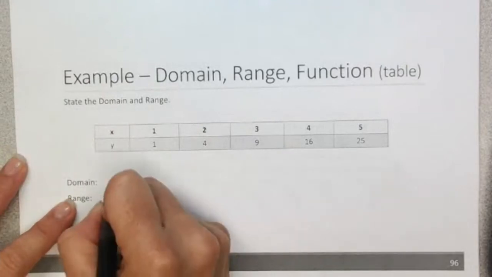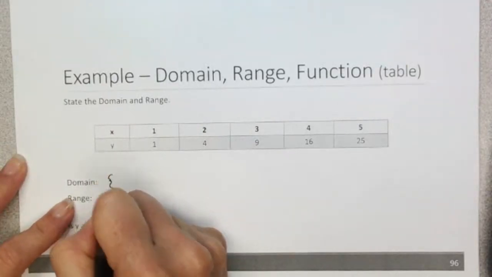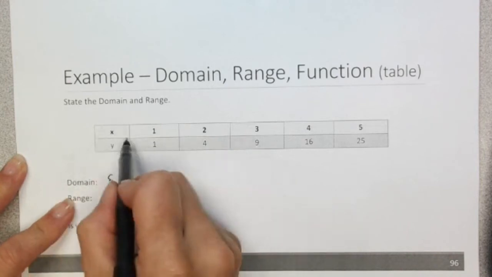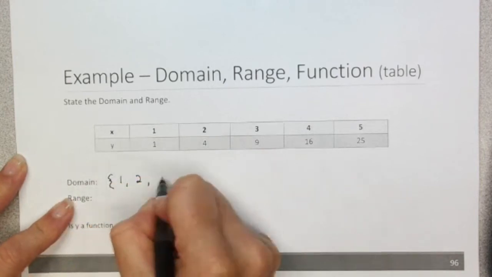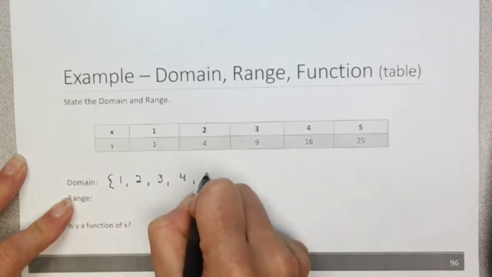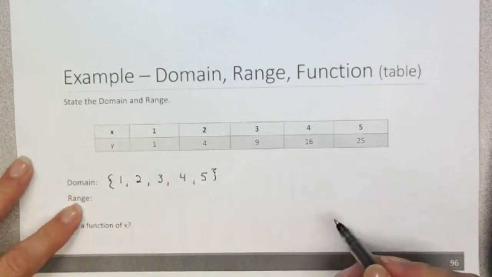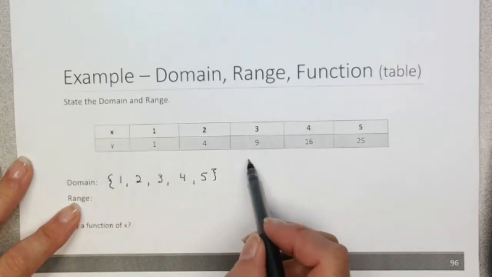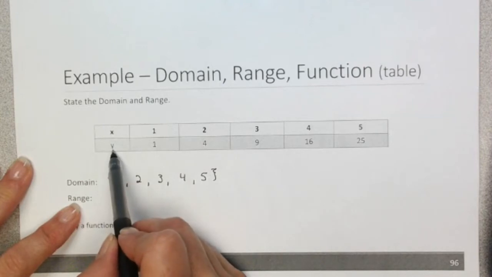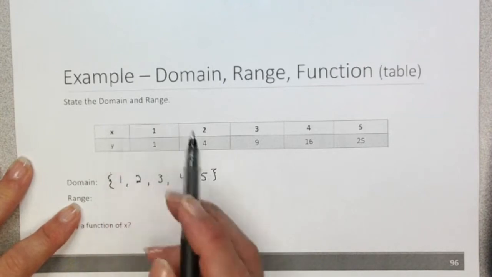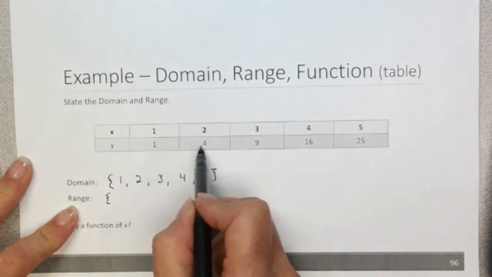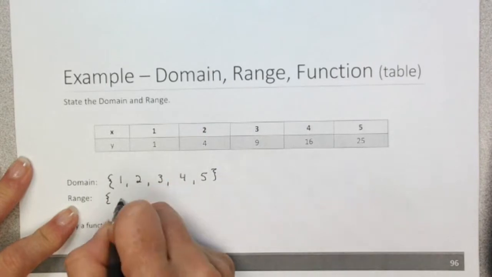We're to state the domain. What is the domain here? Well, the domain is the set of all possible inputs here. And typically, the inputs are going to be the x. That's typically the independent variable, right? So this domain is going to be 1, 2, 3, 4, and 5. Okay, and then the range refers to the outputs, right? Outputs are usually the y's, or the dependent variable y. The value of y is dependent on the value of x, the independent variable. So the range for this particular function then is going to be 1, 4, 9, 16, and 25.